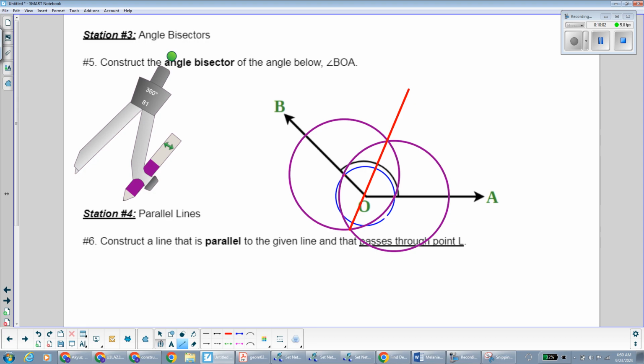So know this. Let's say I label this point over here, point E. Angle BOE is congruent to angle AOE. This half is the same as this half of the angle because we split it in half.